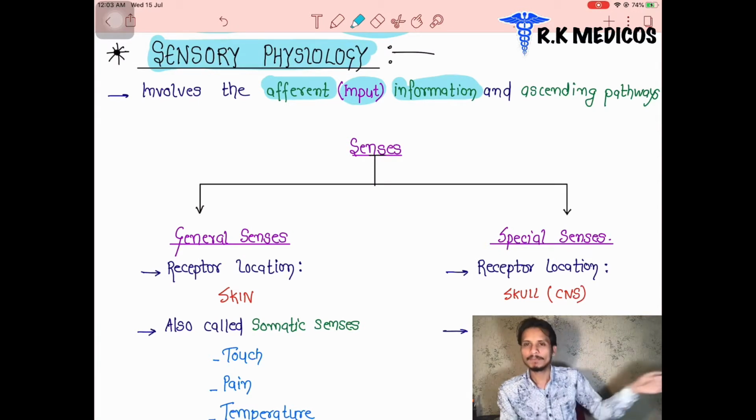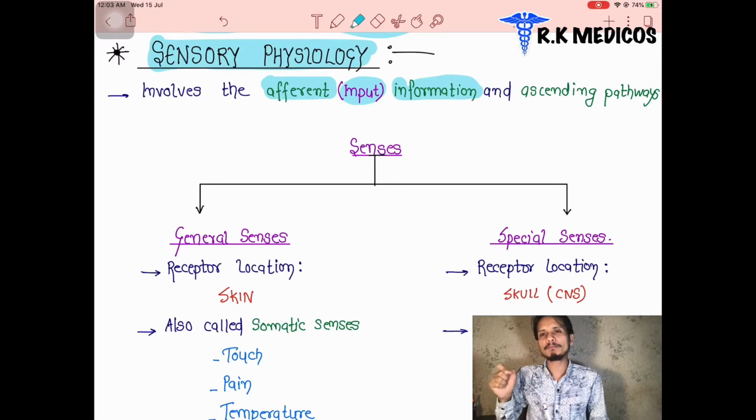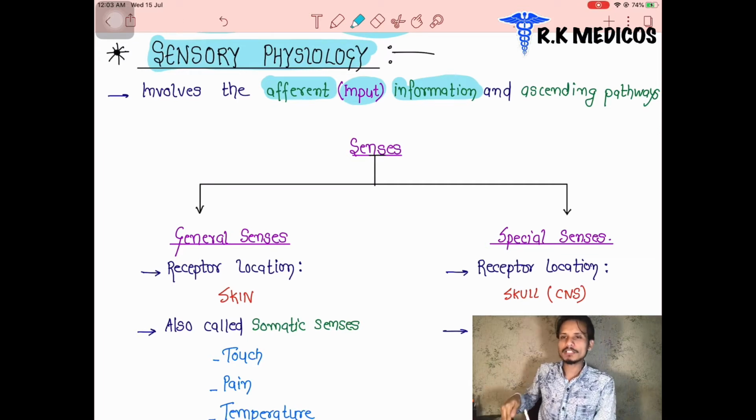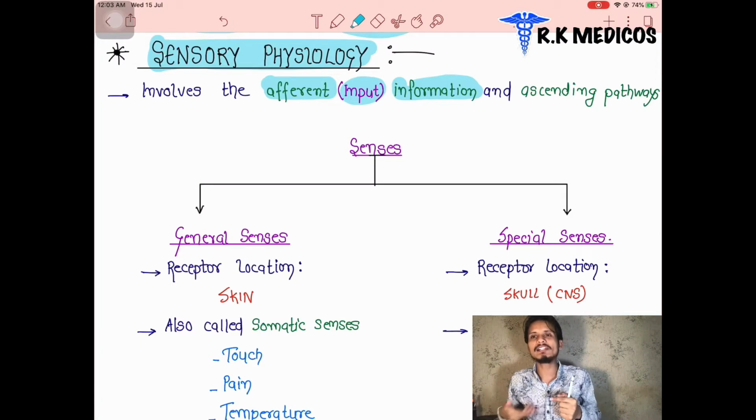Suppose there is any pin pricking in our abdominal region or in the thigh region. This information is transferred from that area to the spinal cord, and the spinal cord carries it to the higher center at the brain level. So it is transferred like this, moving upward, in an ascending manner. That's why they are called ascending tracks.